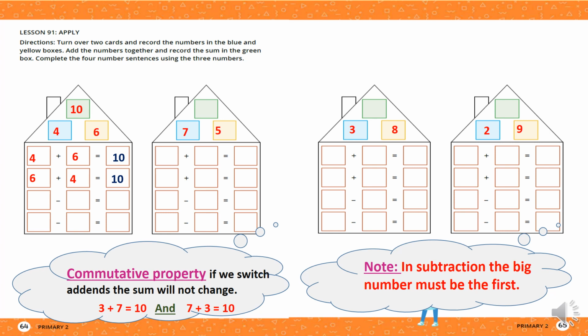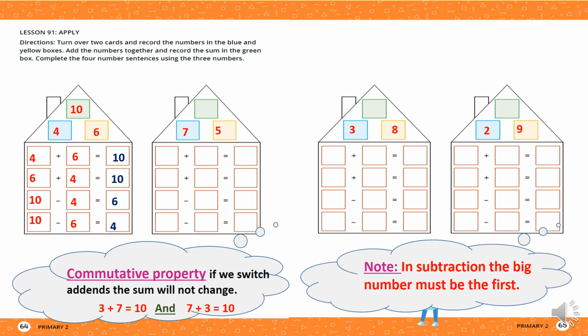In subtraction equations, in subtraction, the big number must be first. So pick the big number here. The big number is 10, so we will write 10 first. 10 minus what? 10 minus 4. 10 minus 4 equals 6, the third number. The last subtraction equation will be 10 minus 6, which will give me the third number, which is 4. So 10 minus 6 equals 4.